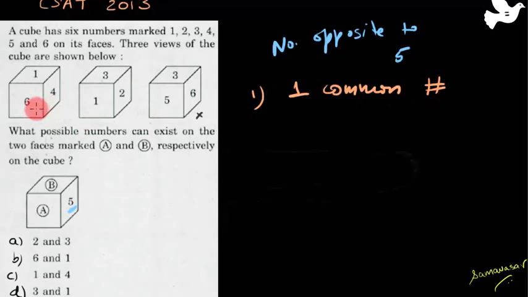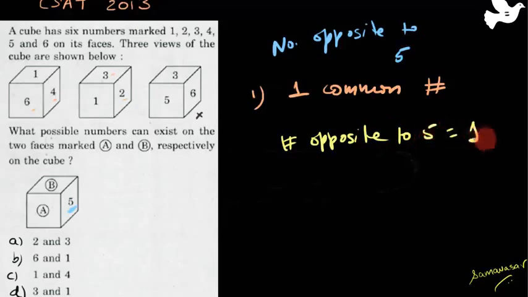Also the other two numbers are different. So this is 6 and 4 and this is 3 and 2. So these are unique numbers. There is no other commonality. The only one commonality is the number 1. So the number opposite to 5 is equal to 1.